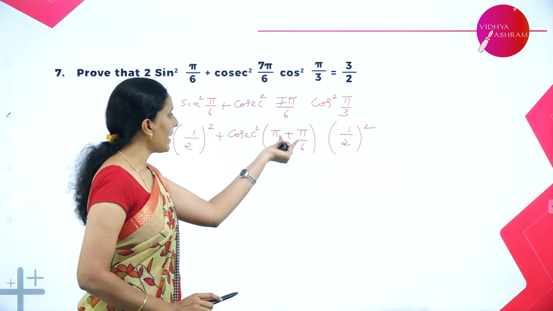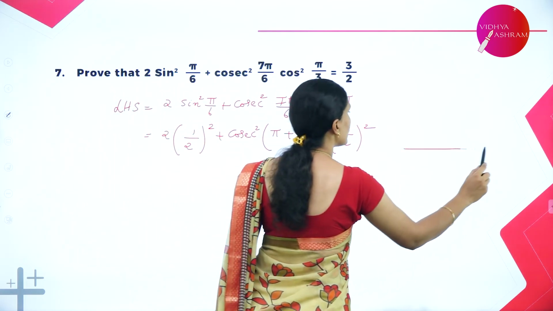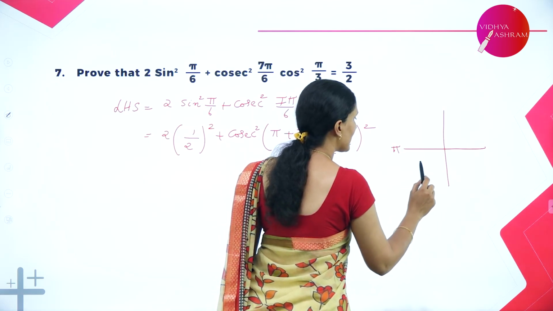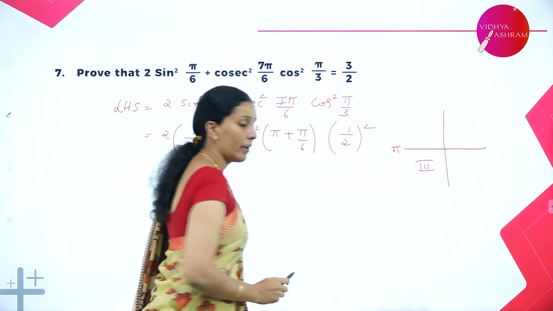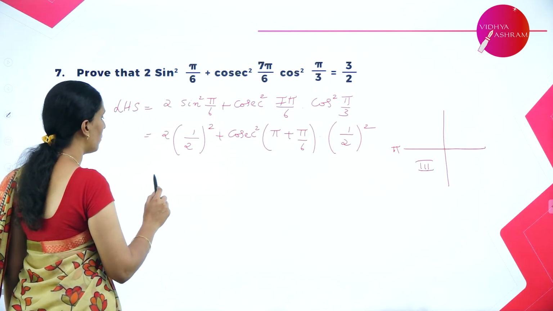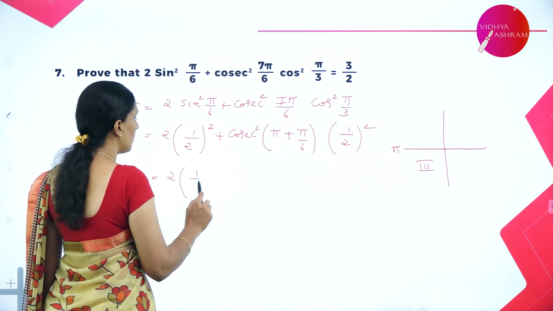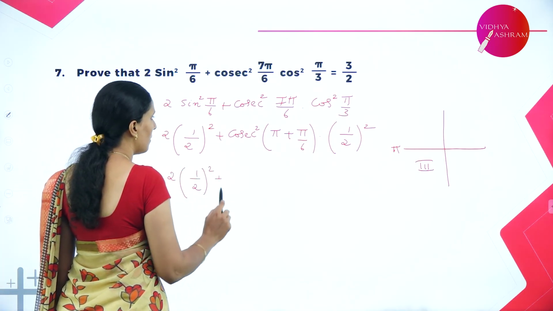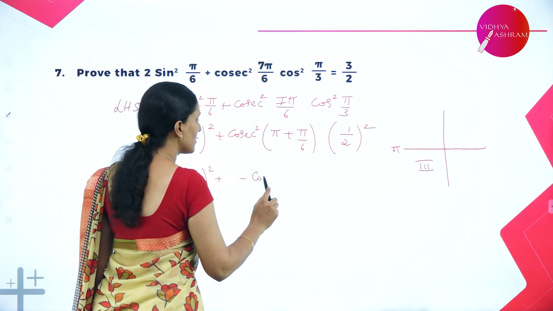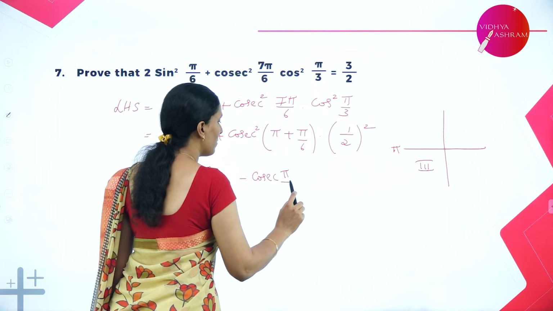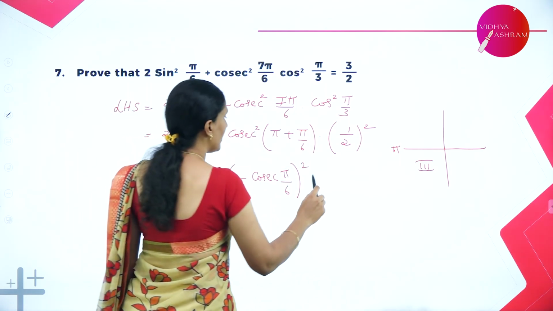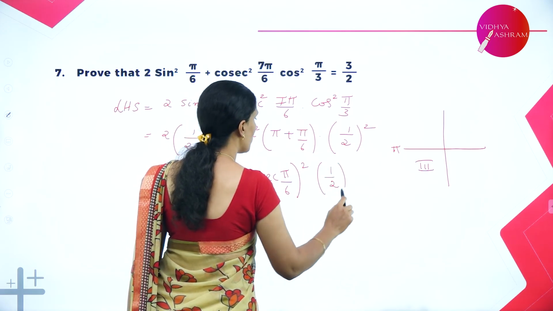Now here pi plus pi by 6. So here is our quadrant. So this is our pi. When I say pi plus pi by 6, it comes in the third quadrant. In the third quadrant, cosecant is negative. So therefore, we have 2 into 1 by 2 whole square plus cosecant pi plus pi by 6, which means it is minus cosecant pi by 6. We have whole square outside, so square. And here it becomes 1 by 2 whole square.